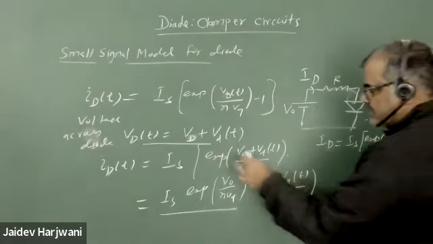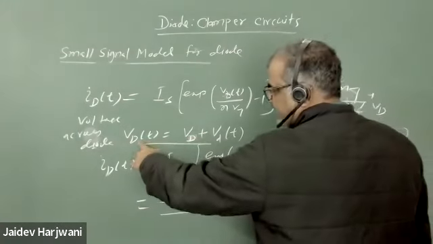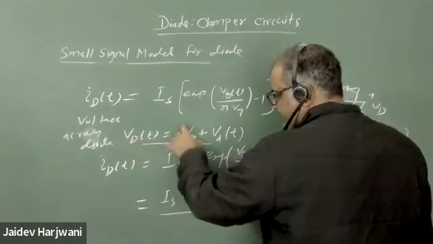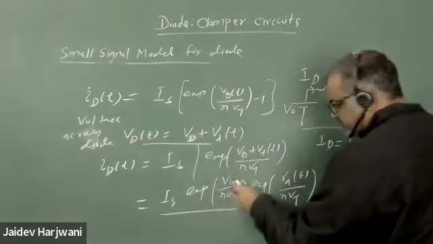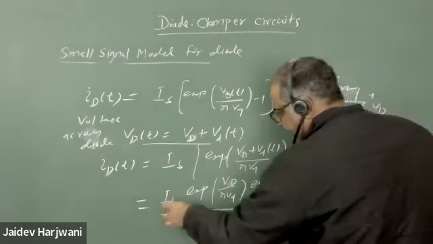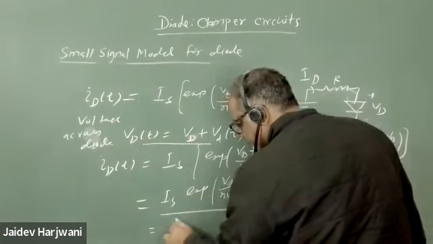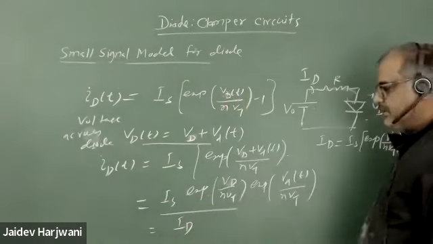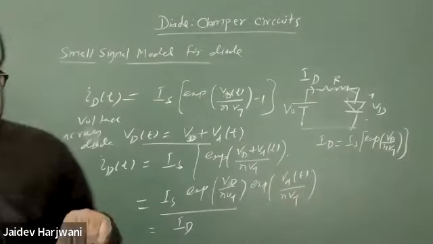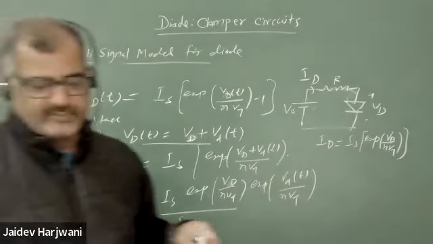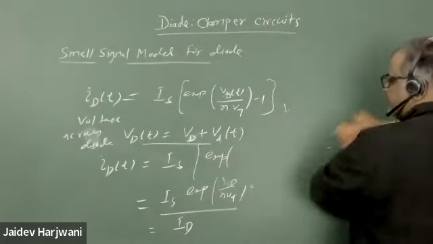This will be my current from the diode. Similarly, if you are applying an AC amplitude also, then this will be constant VD plus small vd. So now IS exponential VD upon eta VT, that I can write as ID. Please, if you have a doubt, ask any question. Let me explain clearly.